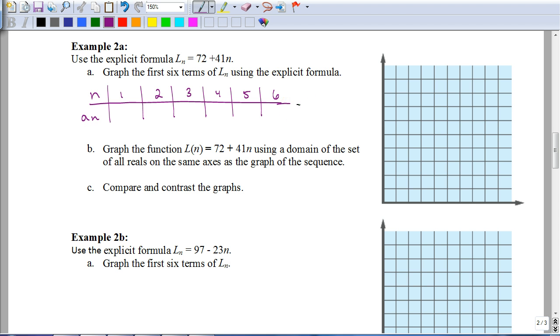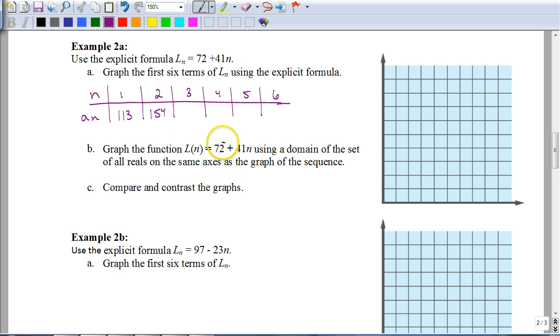Okay, so now when we're given an explicit formula, just to review, we're going to put 1 in here for n to find the first term. So we take 41 times the first term, 41 times 1, and then add 72 to it. Well, 41 times 1 is 41. Add 72, you get 113. Put 2 in here. 41 times 2 would be 82, plus 72 would be 154.